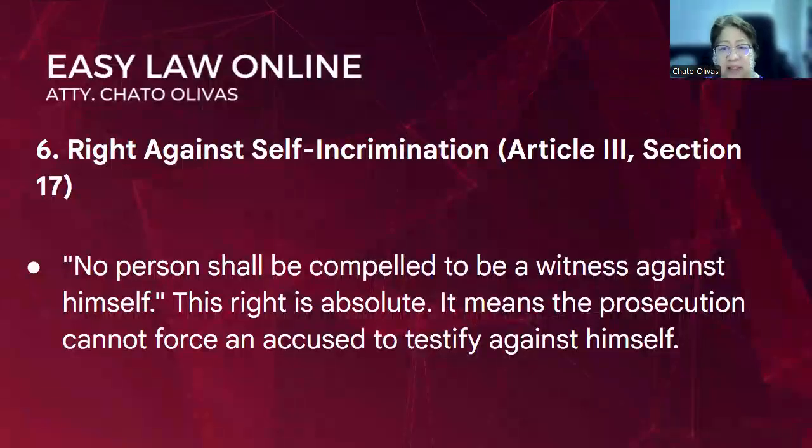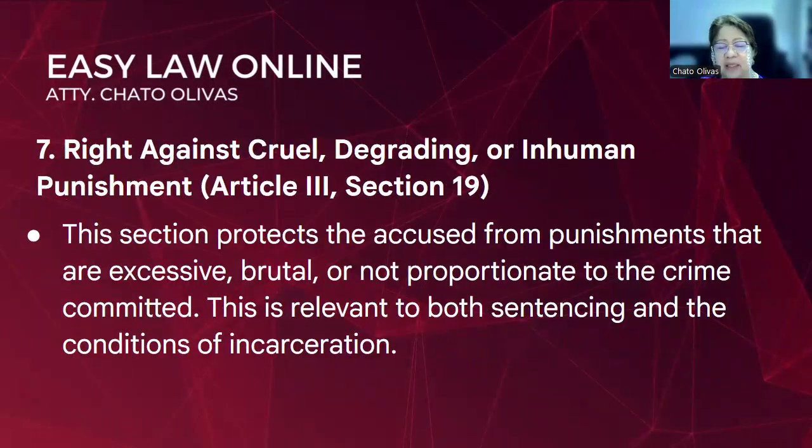Next, we have the right against self-incrimination. No person shall be compelled to be a witness against himself. This is an absolute right. It means the prosecution cannot force an accused to testify against himself. And number 7, we have the right against cruel, degrading, or inhuman punishment. That's found in Section 19. This protects the accused from punishments that are excessive, brutal, or not proportionate to the crime committed. It is relevant to both sentencing and conditions of incarceration.